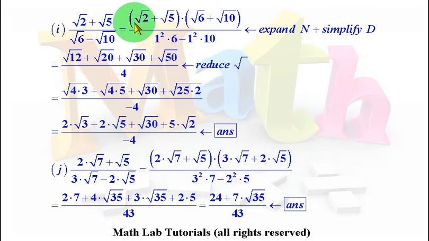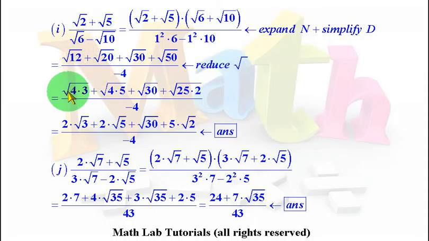Let's expand the numerator. We have a bullet, target, target. So let's expand. We get root 2 dot root 6, which is root 12. And then root 2 dot root 10, which is root 20. Root 5 dot root 6 is root 30. And then root 5 dot root 10 is root 50. On the bottom, we get 6 minus 10, which is negative 4. And now we have to reduce all the radicals in the numerator. Okay, the ones that reduce anyways, some of them won't reduce.